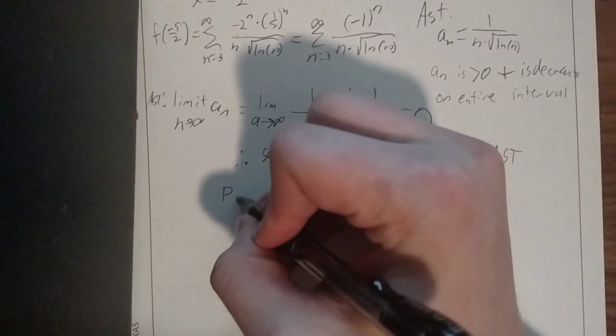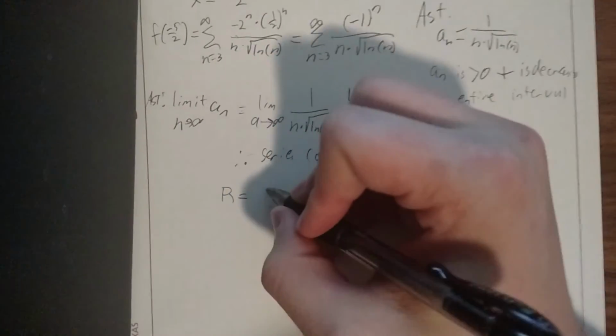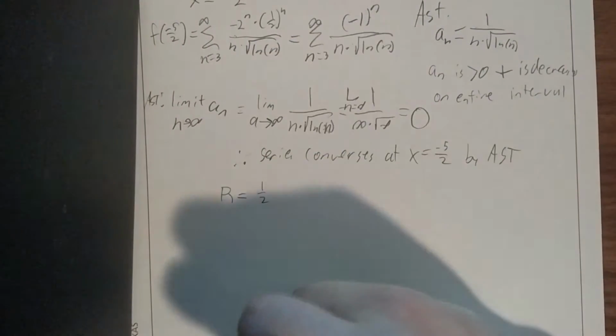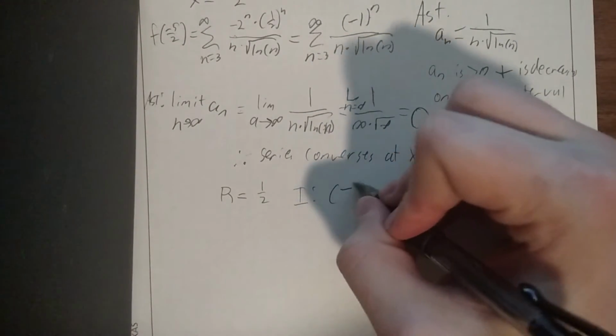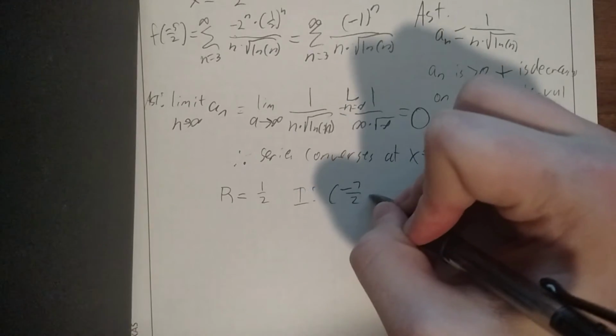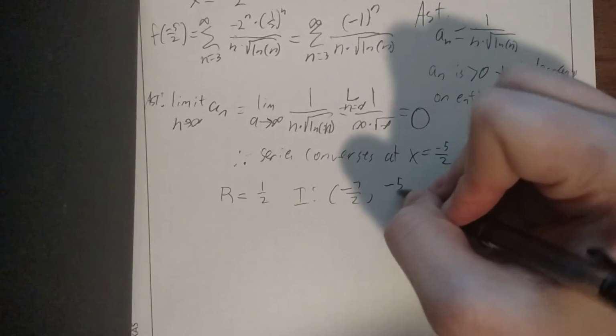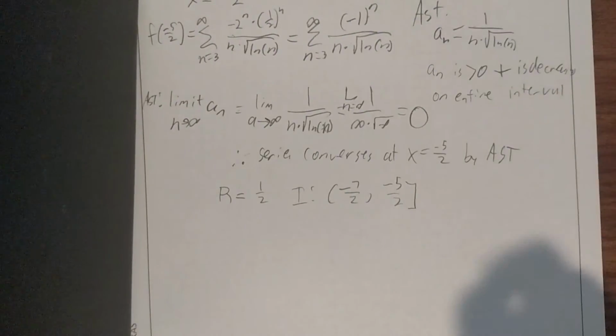So overall, our final radius R is equal to 1 half, and our interval of convergence is from minus 7 over 2 open, comma, minus 5 over 2 closed.